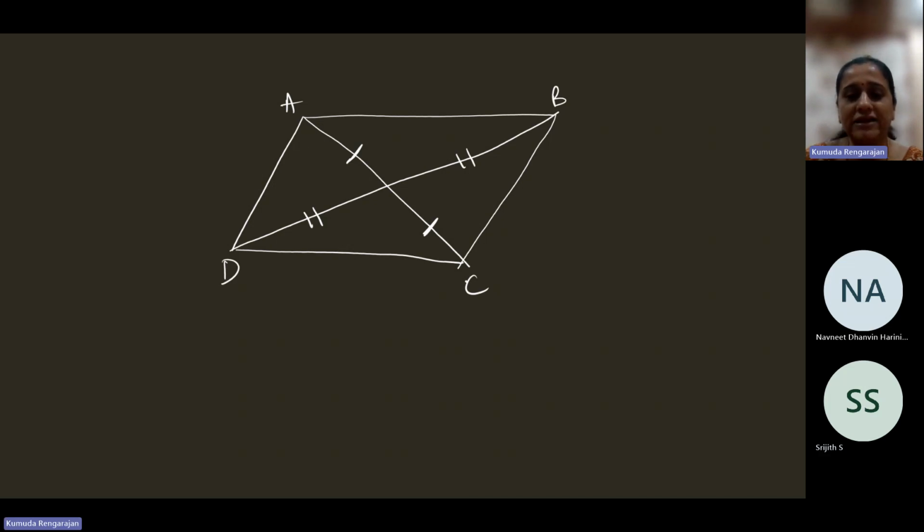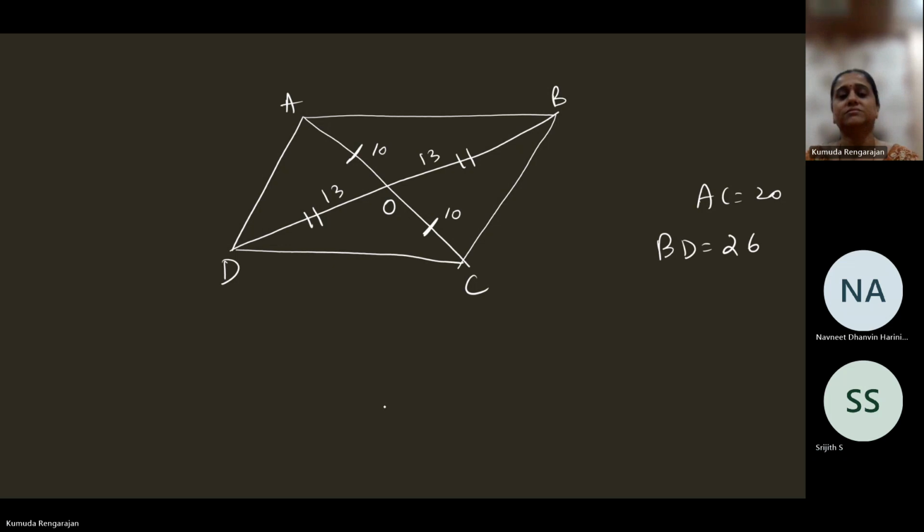If diagonal AC is 20, it will be 10 here and 10 here. If the diagonal BD is 26, it will be 13 here and 13 here. So we say the diagonals bisect each other, but not at right angles. They only bisect each other. They don't meet at right angles.